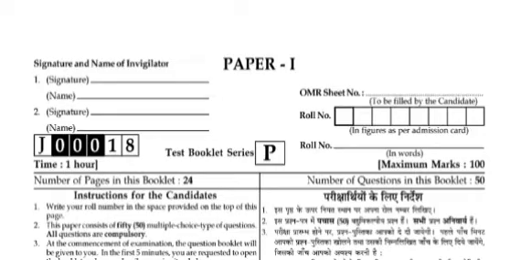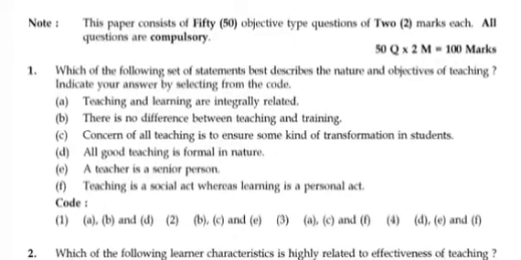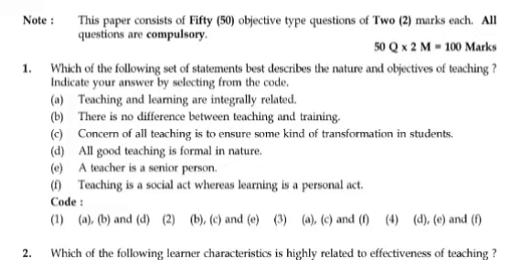Now let's try to discuss it. Number 1 question that we have got says, which of the following set of statements best describes the nature and objectives of teaching? A, teaching and learning are integrally related. B, there is no difference between teaching and training. C, concern of all teaching is to ensure some kind of transformation in students. D, all good teaching is formal in nature. E, a teacher is a senior person. F, teaching is a social act, whereas learning is a personal act. I have finished reading the question and the options.